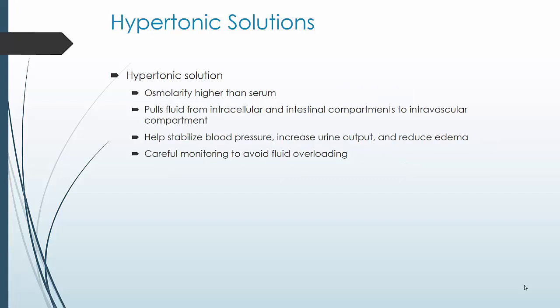Now your hypertonic, this is where it has a higher osmolarity, so a higher concentration than the body. This is going to pull fluid from the intracellular and interstitial compartments to that intravascular compartment. This is good for helping stabilize blood pressure, increase urinary output, and reduce interstitial edema. You must be very careful, though, and monitor very carefully not to overload the patient with fluids.